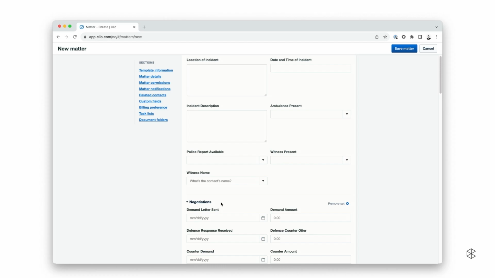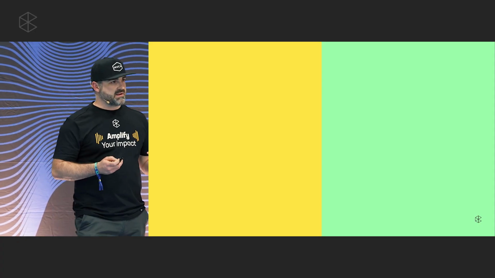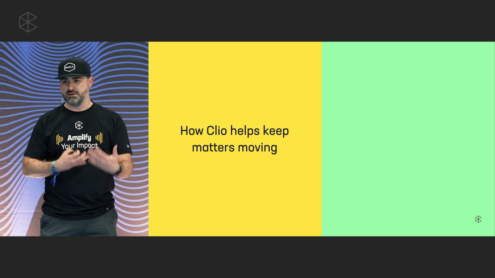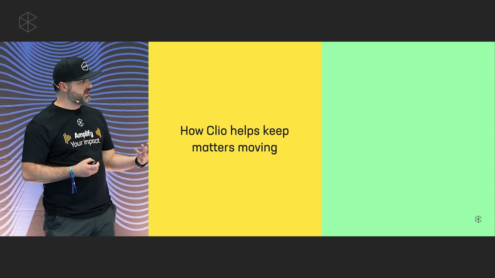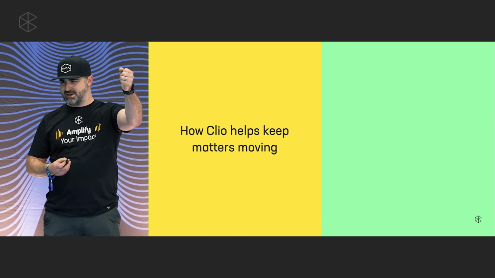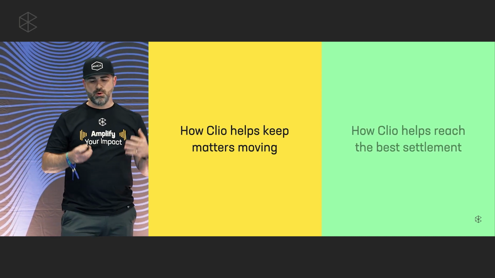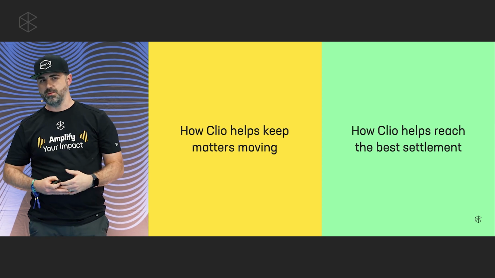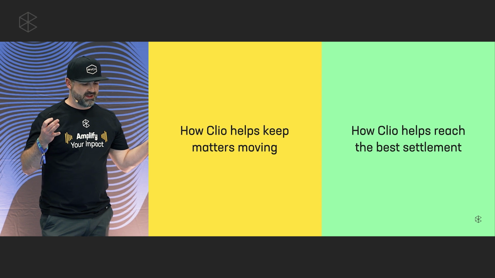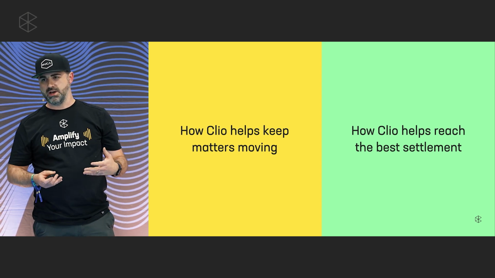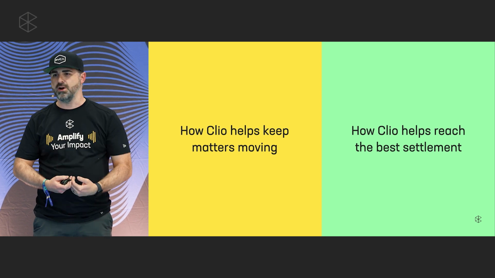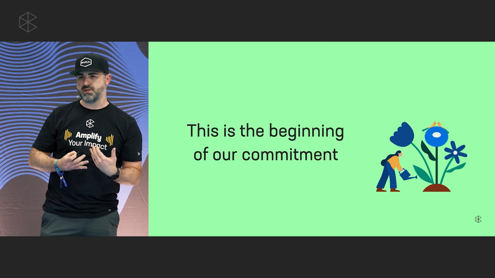So I hope you could see that Clio is dedicated to helping you move your cases forward. That's a promise that we're continually delivering on. And when we started this PI initiative, we set ourselves a promise. We used it like a flag in the distance that we're all trying to work towards, which is we want to make sure that we're helping you reach the best settlement for your clients. And I hope with this feature set that we're talking about today, you can see that that's something that we're taking to heart. We're working really hard to do that for you. But this is just the beginning.